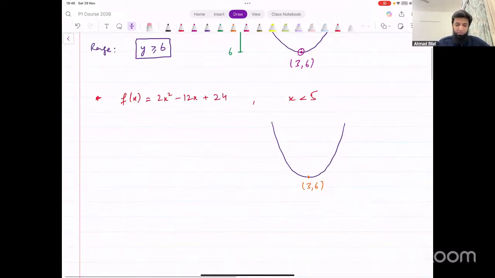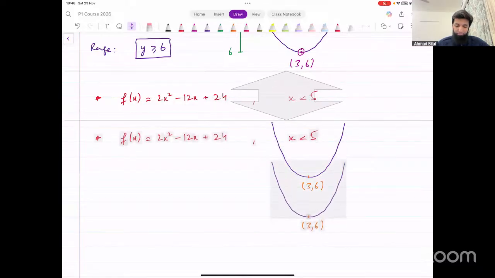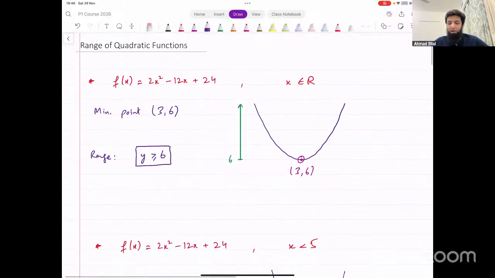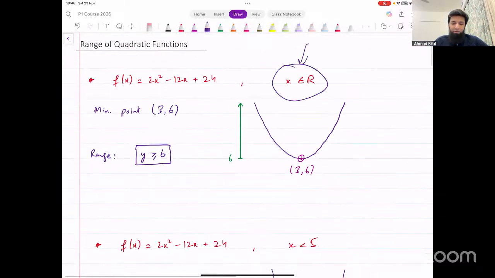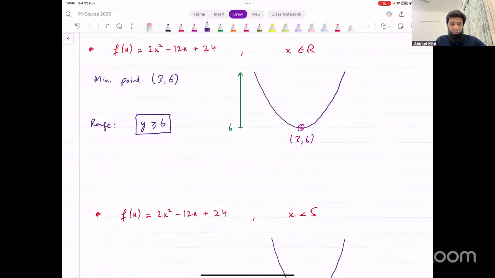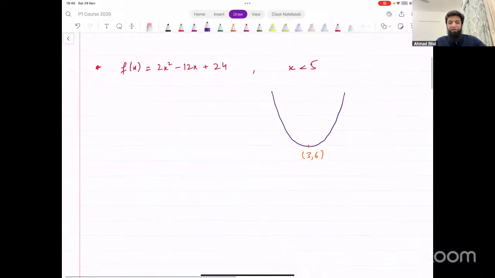Let's do another example. We've got that same function, but now the domain is not all real values. Earlier it was all real values. Now it's the same expression, 2x squared minus 12x plus 24. However, I've changed the domain now. The domain is x less than 5, sorry. Domain is x less than 5.